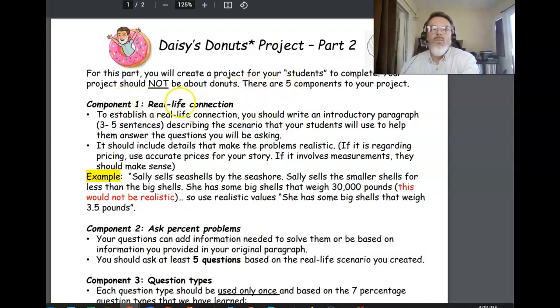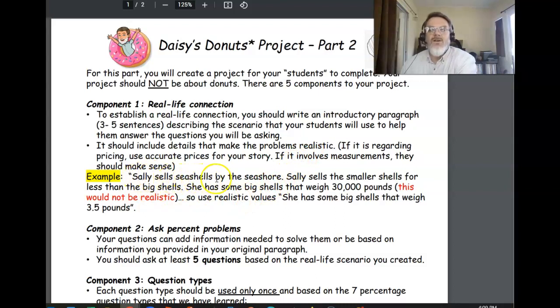The first one is you want to make some real life connection. Okay, so we want it to be in some way a real life scenario. And so what I want you to do with that is just write an introductory paragraph, 3 to 5 sentences that just kind of describe the scenario that will help your students to answer the questions that you're going to ask. And these details should be realistic. If you have pricing in there, it should be realistic pricing. If it's measurements, those measurements should make sense. So I've got an example here.